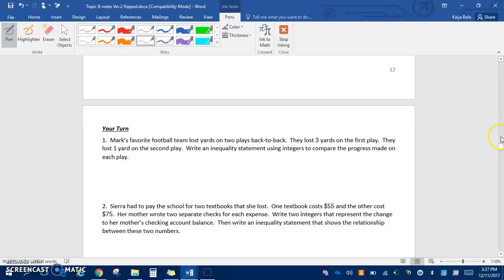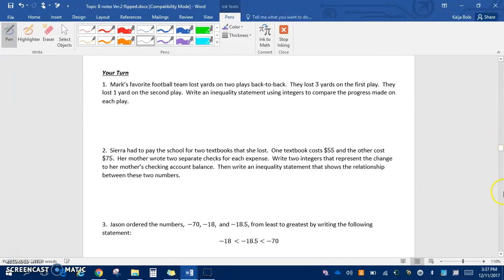Two more examples we're going to do together. Number 1 says Mark's favorite football team lost yards on 2 plays back to back. They lost 3 yards on the first play and 1 yard on the second play. Write an inequality statement using integers to compare the progress made on each play. First we need to write down our integers. If they lost 3 yards, that would be a -3. If they lost 1 yard, that would be a -1. Now if we're comparing -3 and -1, remember this is negative, so it's kind of backwards. We know -3 is less than -1.